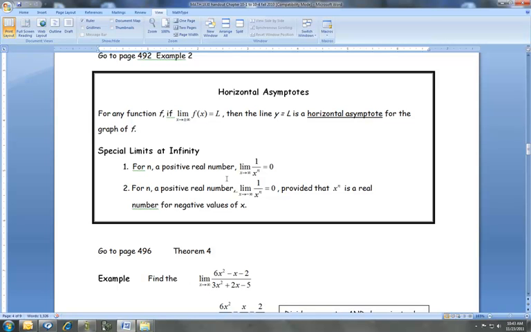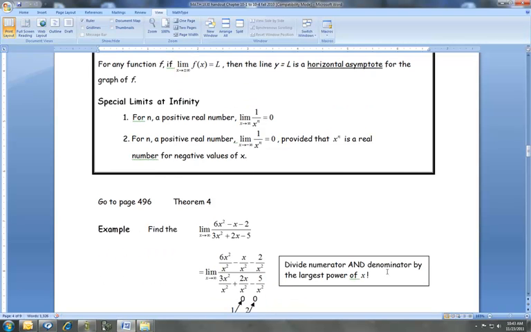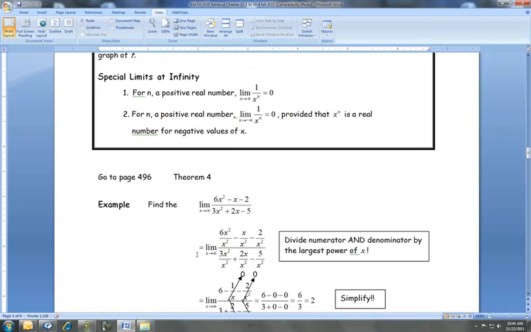Now, with respect to this last bit of information, the limits as x goes to positive or negative infinity, the trick on these is to divide numerator and denominator by the largest power of x. So my largest power, you look top and bottom, is x squared. So if you divide every term by x squared, this will give me 6. This reduces to 1 over x. This is minus 2 over x squared. This reduces to 3 plus 2 over x minus 5 over x squared.